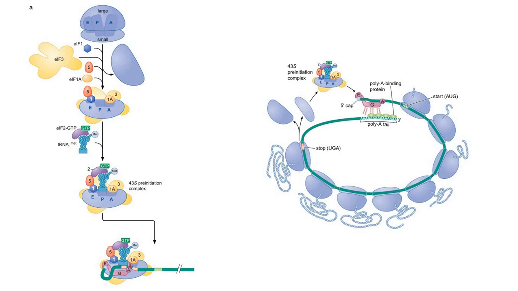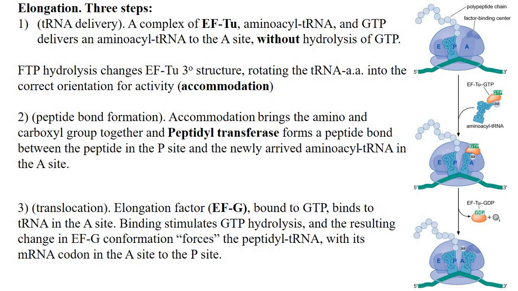Okay, so that was initiation. Now let's talk a little bit about elongation. We've already covered this in detail, so I'm going to talk very briefly now. In elongation, there are 3 steps: tRNA delivery that leads to accommodation, which I will talk about in just a minute, peptide bond formation, and translocation. So these are the 3 main steps of elongation.